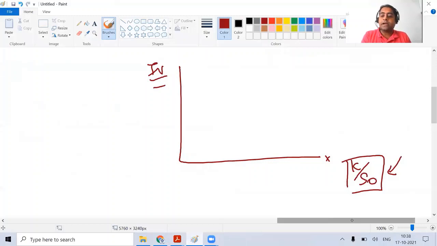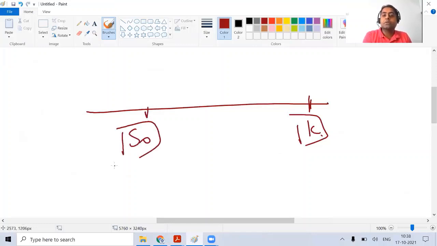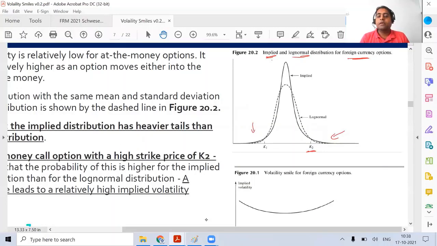I'll connect it back. Suppose my strike price is over here and my S0 is over here, very at the lower side. Then, if I'm talking about a call option, this call option is deep out of the money, right? Perfect.